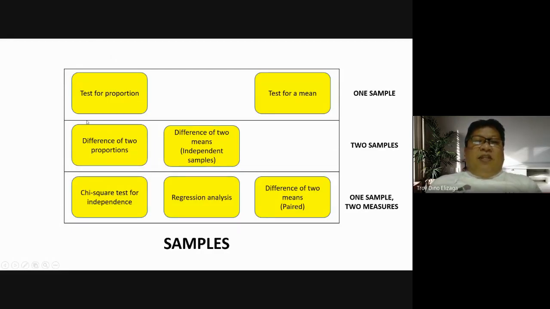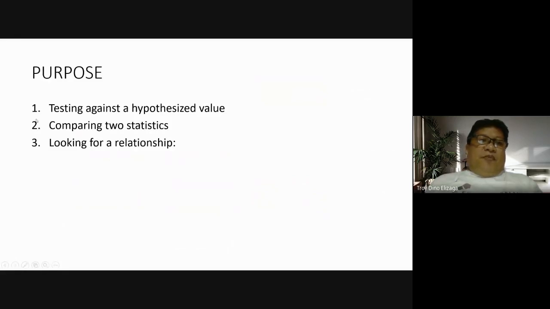But then we have another question, which is about purpose. We also apply that so that we can really narrow down to that one particular test that we are going to use. On purpose, we only have either to test against a hypothesized value, or the purpose of the analysis would be to compare two statistics, or the third is that the purpose might be to look for a relationship between two items.